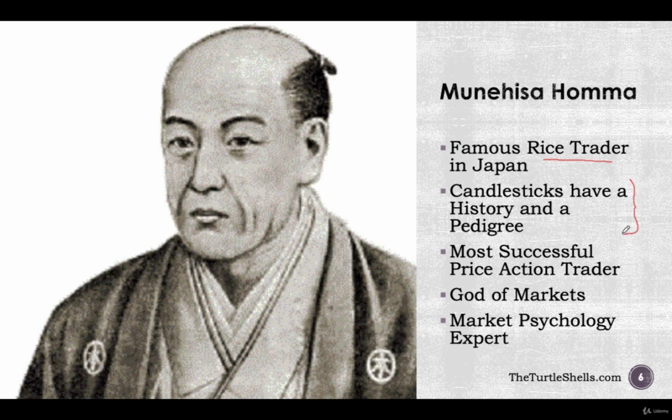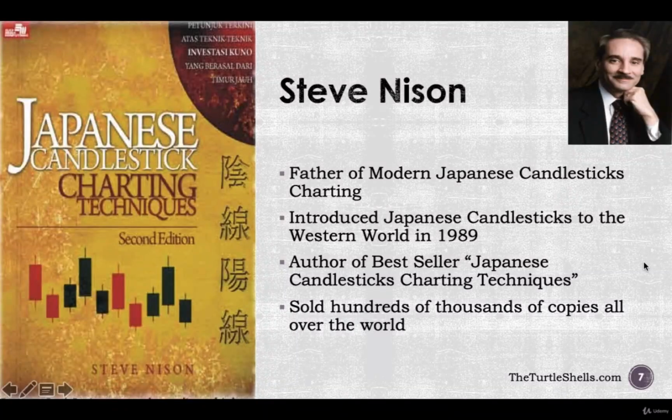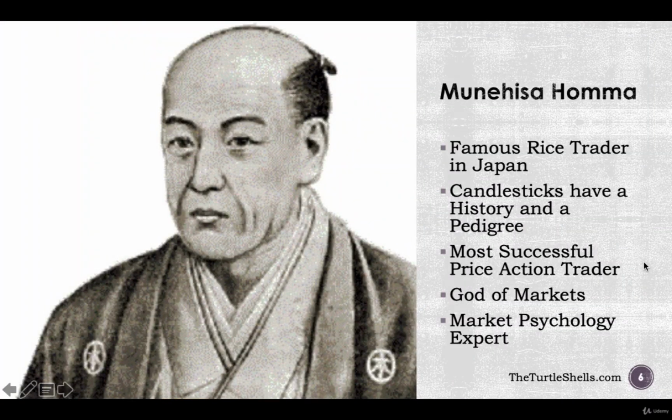and that is the reason why we say that the candlesticks have a history and a pedigree. In the previous video, we looked at how candlesticks are more than 2 centuries old. This is the reason why Mr. Munehisa Homma was using this more than 200 years ago. And they have a pedigree, they are proven and time-tested. He was the world's most successful price action trader. There is some record in history which says that he got more than 66 trades right consecutively. More than 66 consecutive trades.